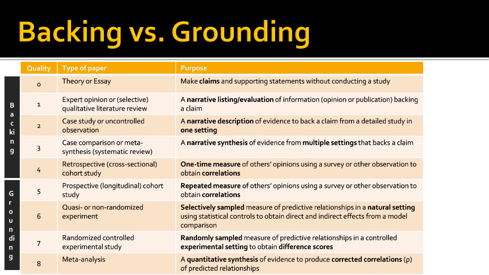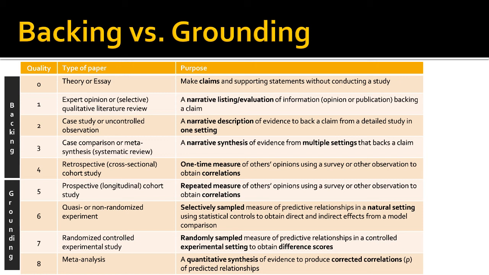The 9 levels of evidence quality are separated into 2 groups, backing and grounding. Backing is provided by the quality ratings 0 through 4, the first 5 levels. Grounding is provided by the last 4 levels, quality ratings 5 through 9.